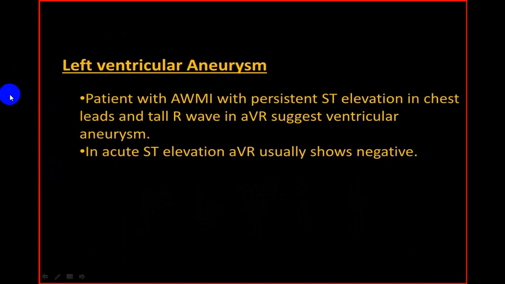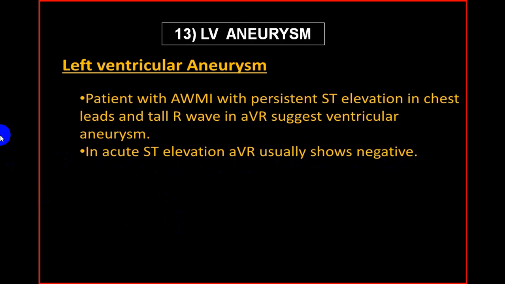Now in left ventricular aneurysm, sometimes AVR may be helpful. So if you get a tall R wave in AVR, it may suggest left ventricular aneurysm. So AVR having a tall R wave, whereas in case of an acute ST segment elevation, usually it will show negative. So that will be in favor of ruling out left ventricular aneurysm from acute STEMI.